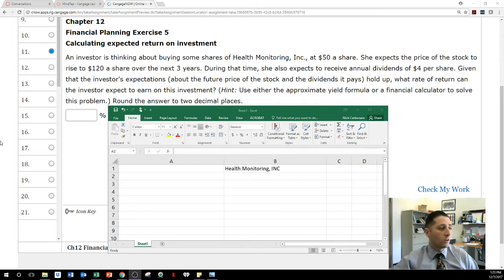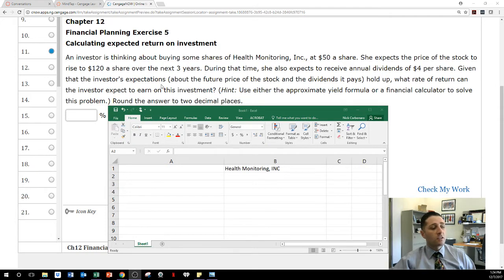But we can see here in chapter 12, financial planning exercise number 5. Most likely if you take a test, this will be on your test as well. But this is a practice problem through Cengage. It says an investor is thinking about buying some shares of Health Monitoring Incorporated at $50 a share. She expects the price of the stock to rise to $120 a share over the next 3 years. During that time, she also expects to receive annual dividends of $4 per share.